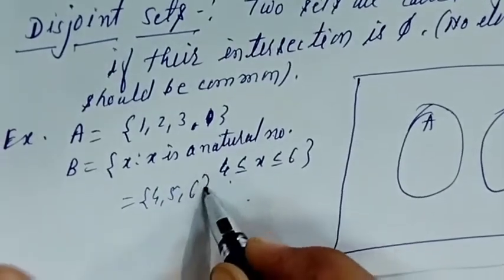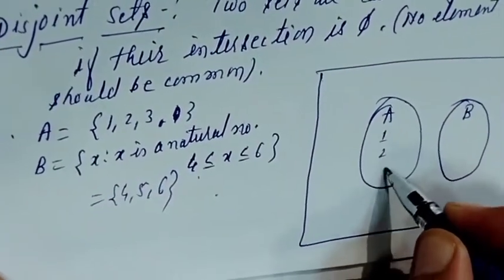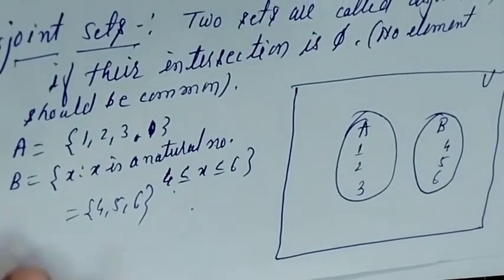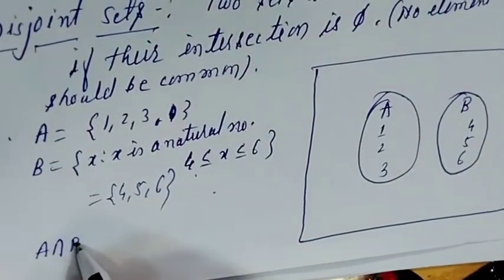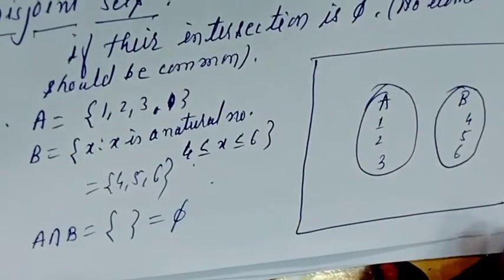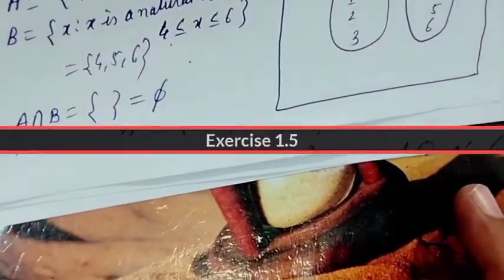What is common in them? Nothing is common. Set A is having 1, 2, 3. Set B is having 4, 5, 6. So we can say that A and B are disjoint sets because their intersection is phi, the null set. Whenever you get the intersection of two sets as phi or null set, they are called disjoint sets. Nothing is common in them.